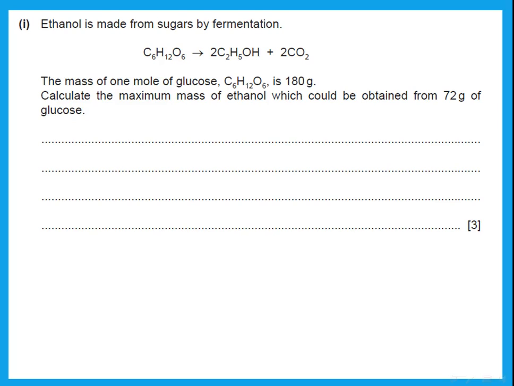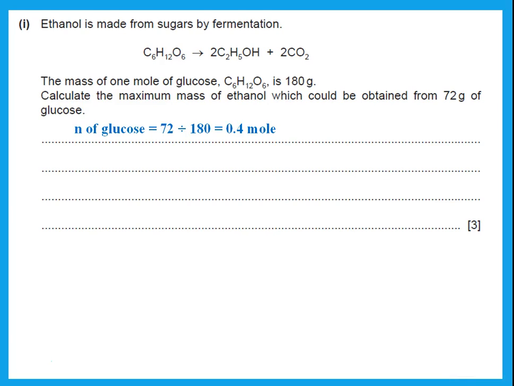Ethanol is made from sugars by fermentation. The mass of 1 mole of glucose is this. Calculate. So he gives me the MR of glucose, so I don't need to sit down and calculate the MR of glucose. It would be a waste of time. Calculate the maximum mass of ethanol which could be obtained from 72 grams of glucose. Ignore the word maximum. For some reason, it confuses students. All he's asking is calculate the mass of ethanol that will be obtained from 72 grams of glucose. So I'm starting with 72 grams of glucose. What is the first thing that I should do?